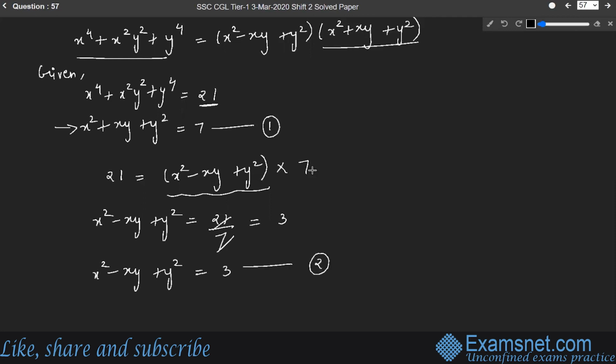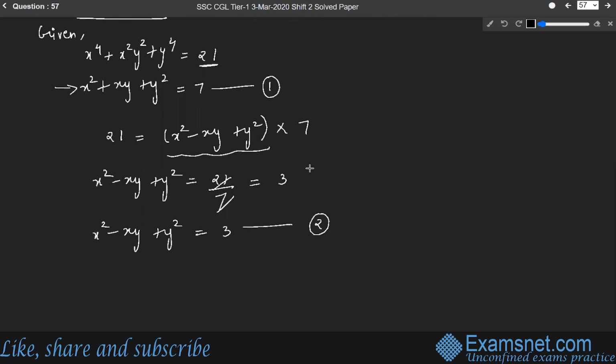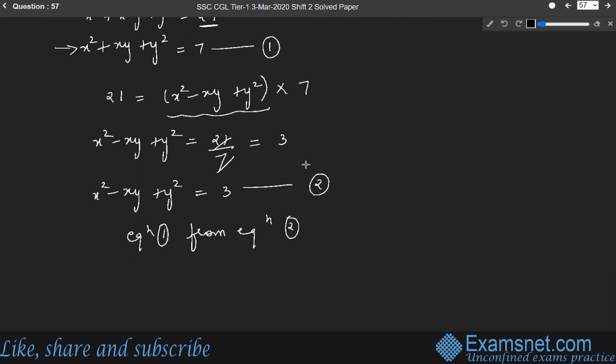All right. Now what we have to do is we have two different equations, equation 1 and equation 2. We have to subtract equation 1 from equation 2. Subtracting means first we will subtract the left hand side, and remember that we have to subtract equation 1 from equation 2. So first let us subtract the left hand side. What is the left hand side here? X square minus xy plus y square. Now we have to subtract the LHS of first equation, so it is x square plus xy plus y square. This will be equal to 3 minus 7, which is the subtraction for the right hand side.